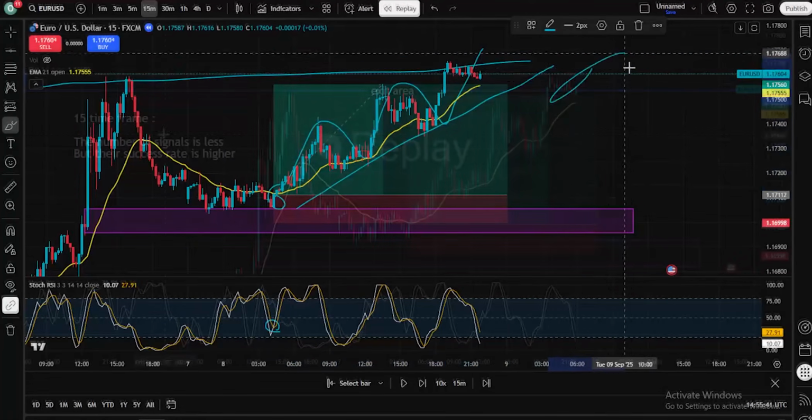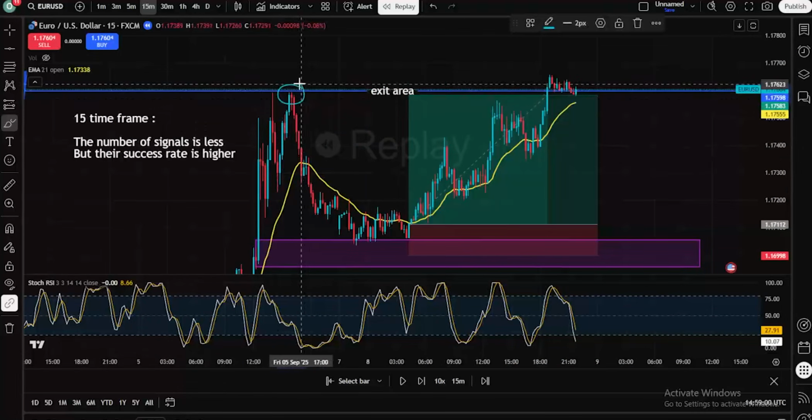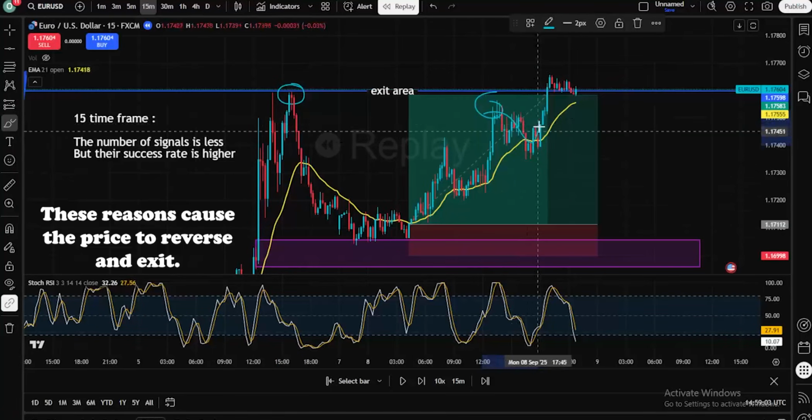How to exit: when the price reaches the resistance area or EMA, it will bounce back, or a bearish cross in the overbought zone, above 80.